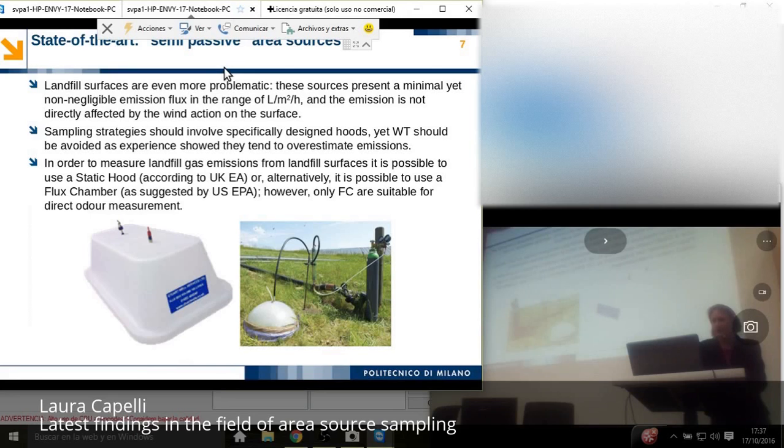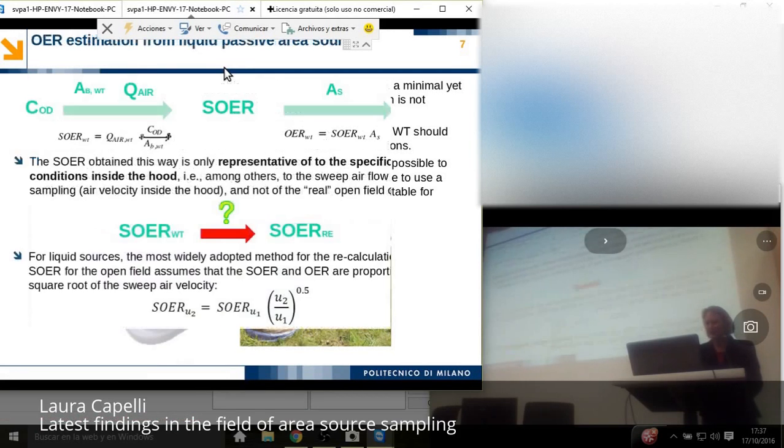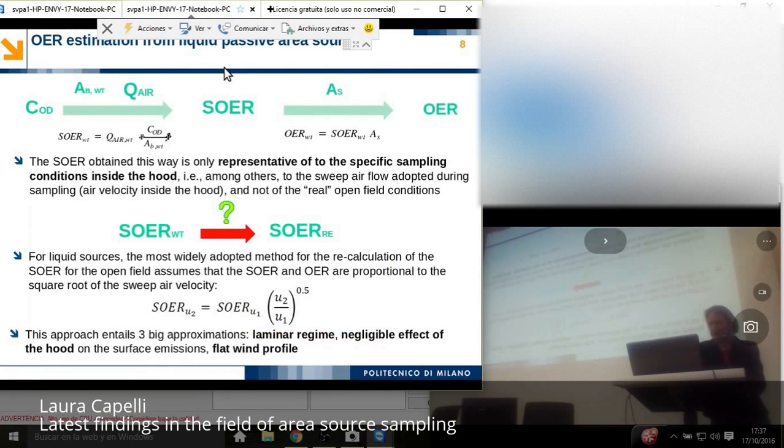For the measurement of landfill gas on landfill surfaces, there are two, let's say, main approaches: the one that uses a static hood, which is the English method, and then there is the American method, which uses flux chambers, so fluxed hoods. Which is best, I cannot answer. I can tell what we decided to do, and I'll tell you later.